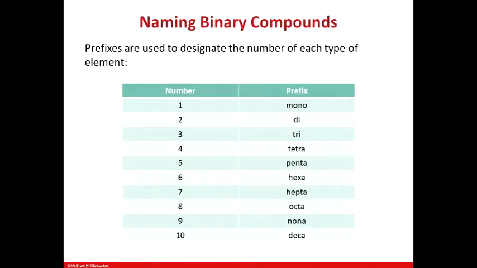So when we talk about naming these compounds, we have a set way of naming them. Prefixes are used to designate the number of each type of element. And these are the prefixes that we expect you to know. We will not sit here and read each of these in detail. We will expect you to take a look at them and know what they are, 1 mono to 2 di, all the way to 10 deca. So when we talk about one atom, we would call it mono. For example, we would call it monoxide.